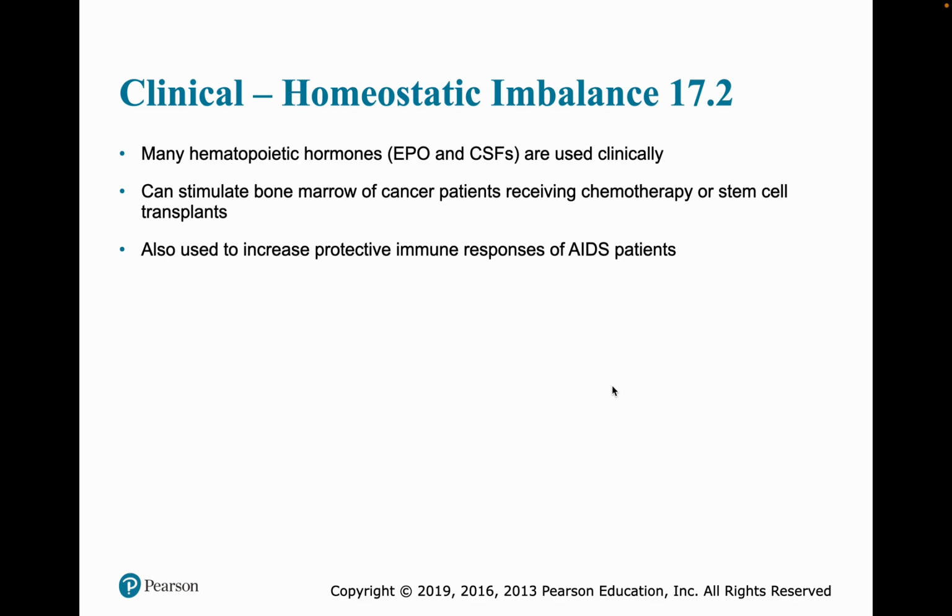Many hematopoietic hormones, EPOs, and colony-stimulating factors are used clinically. They can stimulate bone marrow of cancer patients receiving chemotherapy or stem cell transplants. They also have been used to increase the protective responses of patients suffering from AIDS.